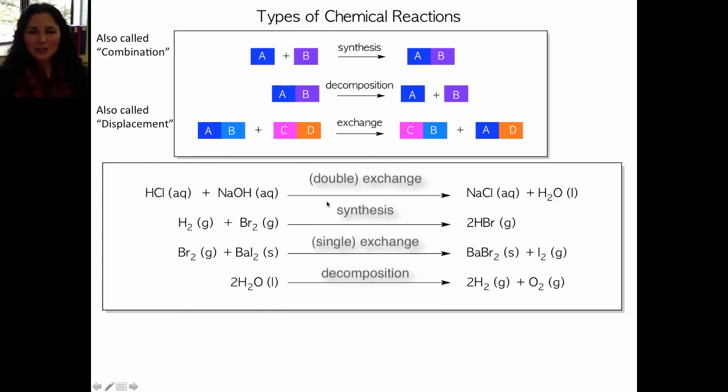The first reaction here is an exchange reaction, and it is actually a double exchange reaction. The second reaction is a synthesis. The third reaction is another exchange reaction, but this one is called a single exchange reaction. And the last one is a decomposition. If you'd like to check your work against the answers underneath these diagrams, please check the key.